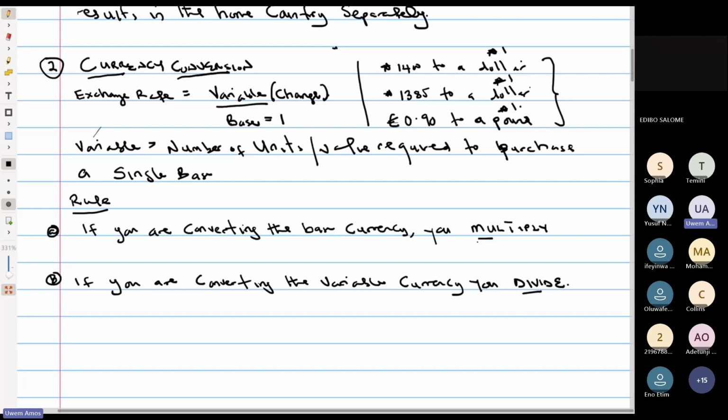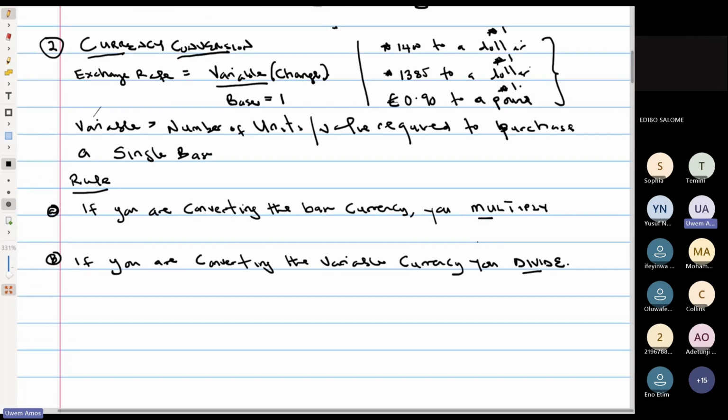But for now, for currency conversion, this is just what you need to know. First thing you need to know is, whenever you see an exchange rate, ask yourself, which of them is the variable and which of them is the base? The second thing is, what are we converting? If we are converting the base, we multiply. If we are converting the variable, we divide. So let's do a quick example to be sure you understand the concept.